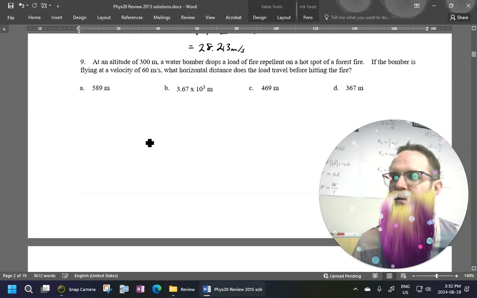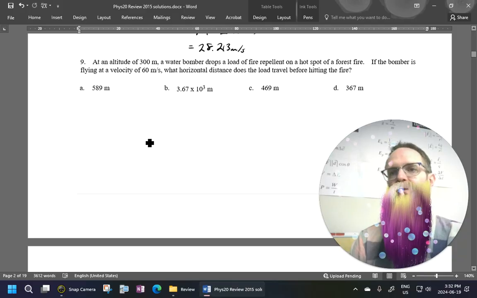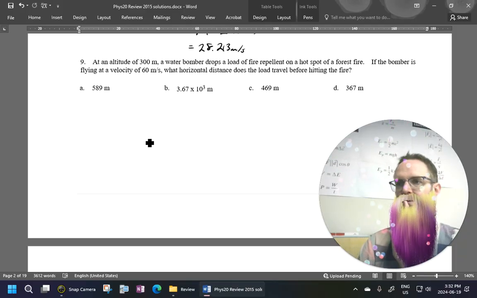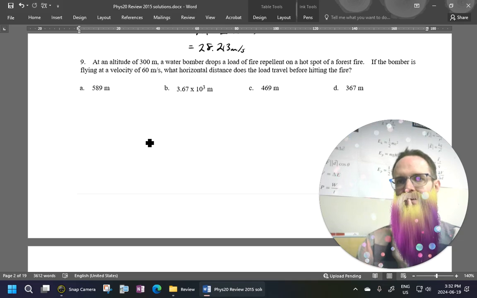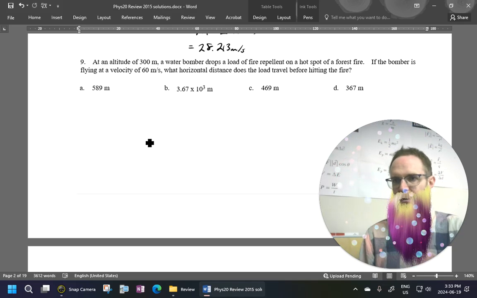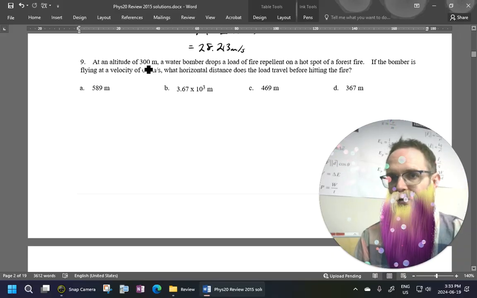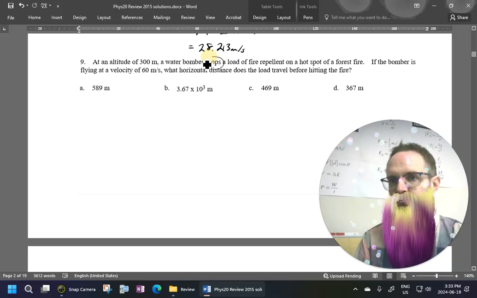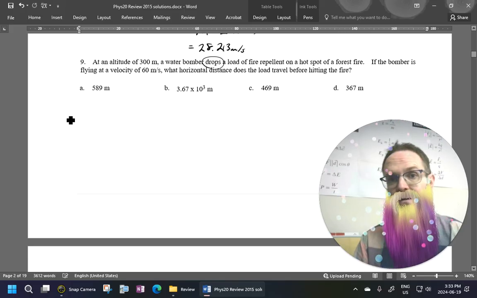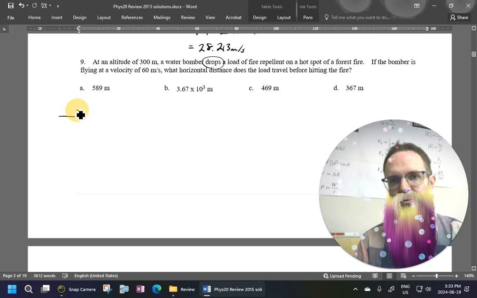All right. At an altitude of 300 meters, a water bomber drops a load of fire repellent. If the bomber is flying at a velocity, what's the horizontal distance? Okay, so it's going along. I'm assuming the altitude stays the same and it drops. So we've got some keywords here. I'm going to draw a little picture of my plane here.